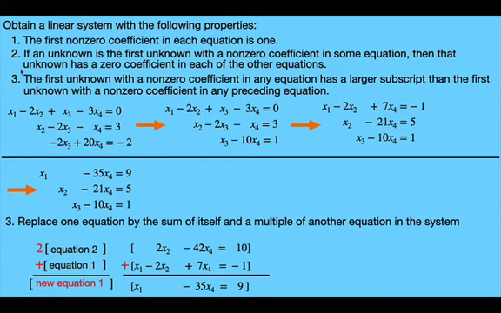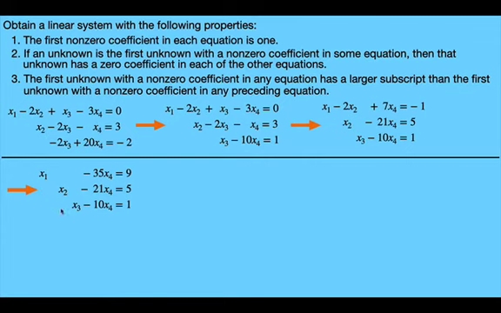And then finally, the third property is satisfied, since we have this diagonal line here, where the subscripts of the unknowns are getting larger. So we have the first subscript equaling 1, then 2, and then 3. So that the first unknown with a non-zero coefficient in any equation has a larger subscript than the first unknown with a non-zero coefficient in any preceding equation. So we have in fact obtained a linear system with the 3 properties above that we wanted.